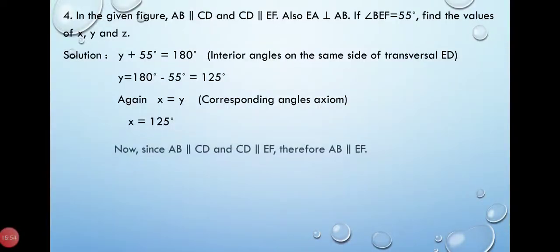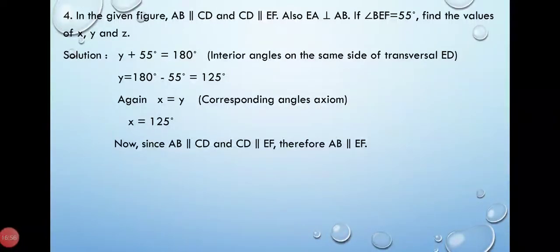Now, to find the value of Z, since AB is parallel to CD and CD is parallel to EF, therefore AB will be parallel to EF. This is due to theorem 6.6: lines parallel to the same line are parallel to each other.